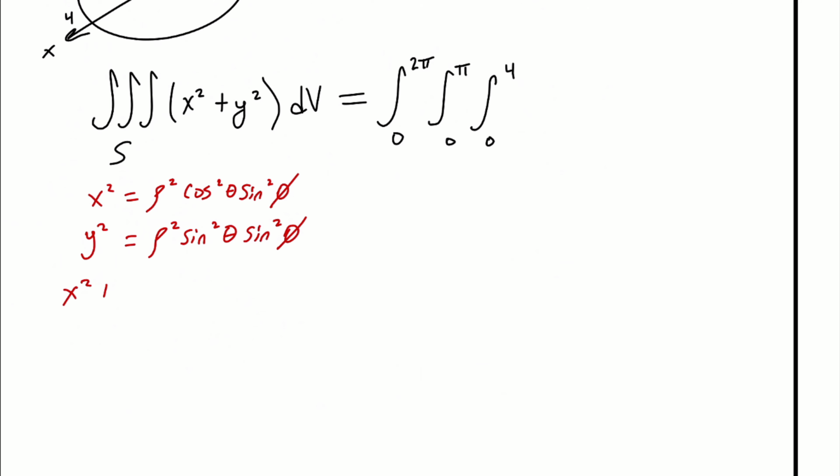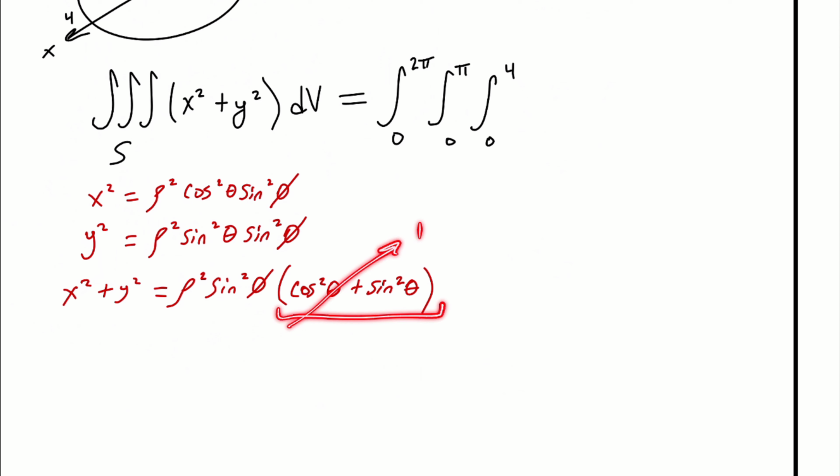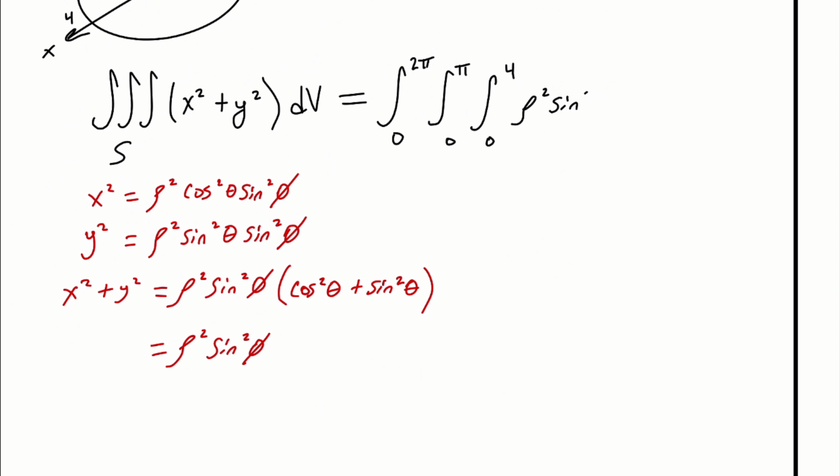And that means that x squared plus y squared, well, let's look at what's in common. The sine squared of phi is in common, and so is the rho squared. So let's pull that out. Rho squared sine squared phi. And what are we left over with? Cosine squared theta plus sine squared theta. And what do we know about this? Well, Pythagorean identity, that's equal to 1. So this entire thing just boils down to rho squared sine squared phi. So this integrand, x squared plus y squared, when it's written in spherical coordinates, is rho squared sine squared phi.